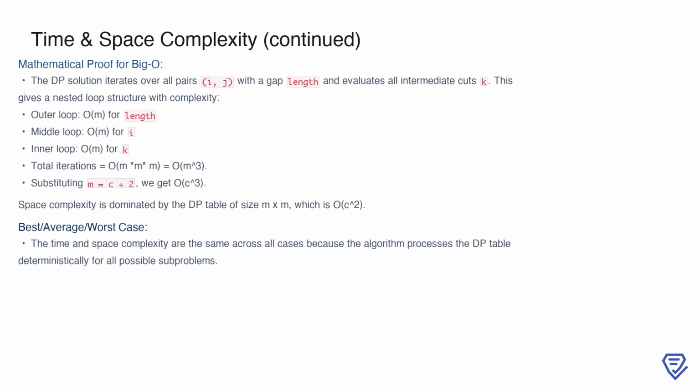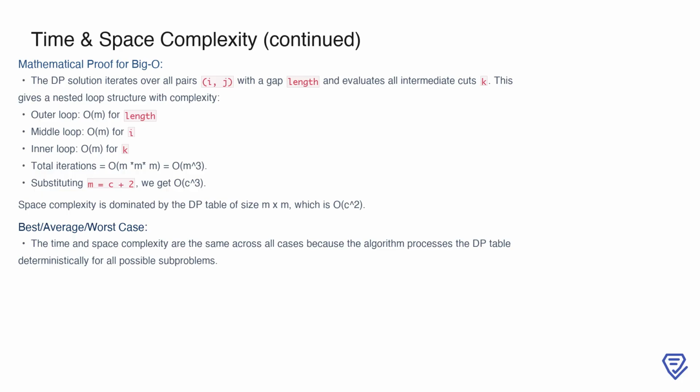We can mathematically confirm the big O complexity of the DP solution. The nested loop structure iterates over all pairs i, j for increasing gap lengths, and for each pair, evaluates intermediate cut positions k. The outer loop runs m times for each gap length, the middle loop runs m times for starting index i, and the inner loop runs m times for each valid k. This results in a total of m × m × m, or m cubed, iterations. Substituting m = C + 2, the time complexity becomes O(C cubed).